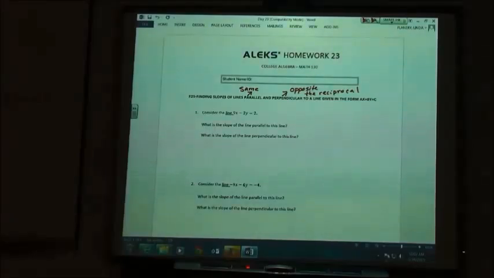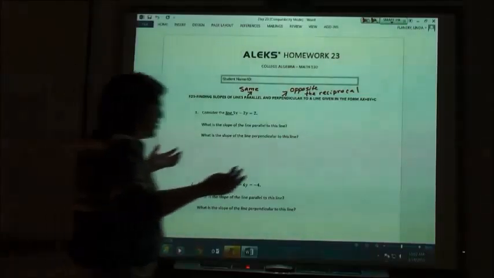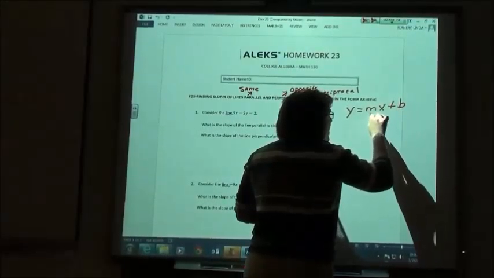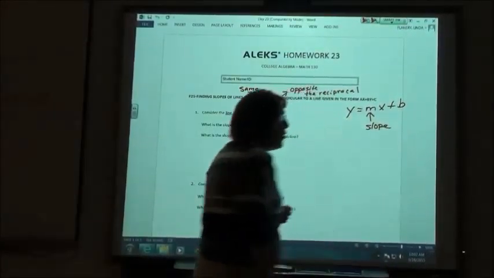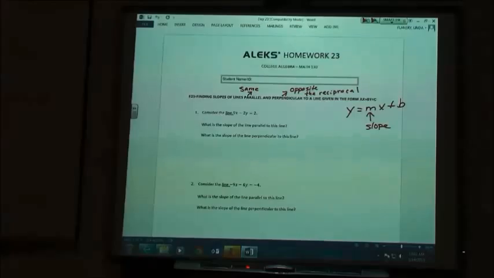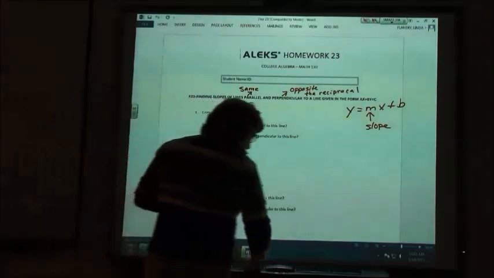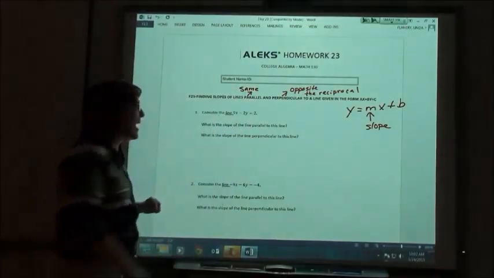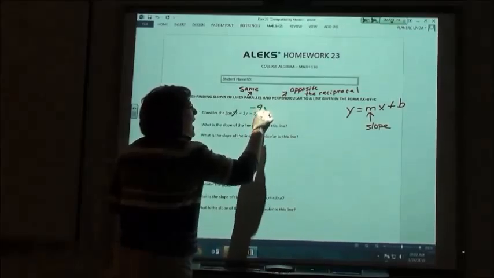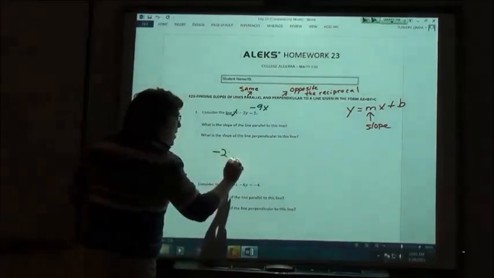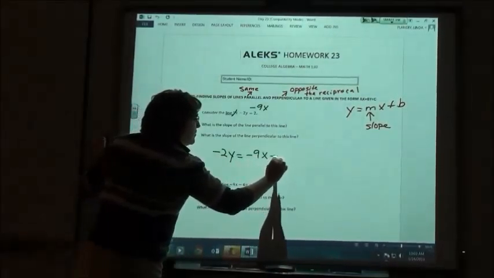So again, like we did on those previous ones, if I want to find the slope of my line, I have to have it in the correct form. The correct form is that y equals mx plus b form, because then we know that the number in front of the x is the slope. So I've got to rearrange it. I want to get the y by itself, so I'm going to move that x to the other side. I have to minus my 9x, right? So I'm going to have negative 2y equals negative 9x plus 2.